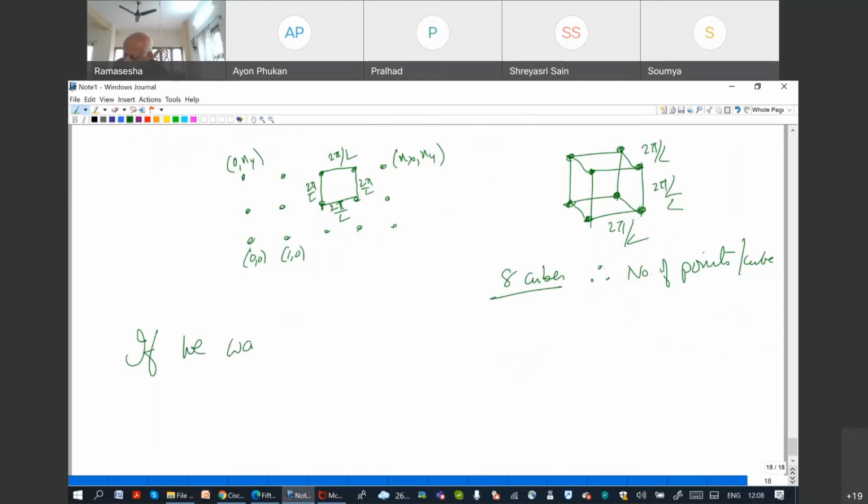Okay. So if we want to know what is called the density of states, have you heard of the term density of states? Yes or no? No, sir. Okay. So density of states is the number of energy levels.